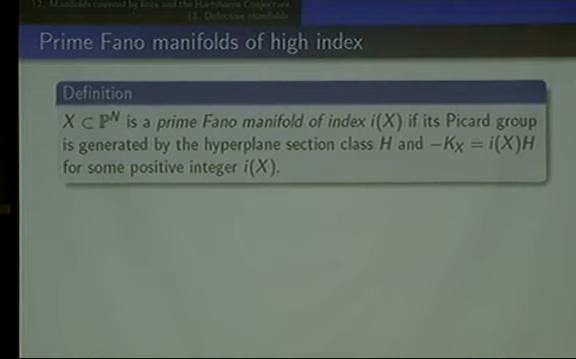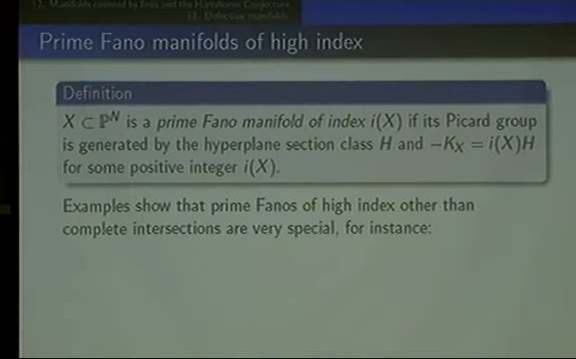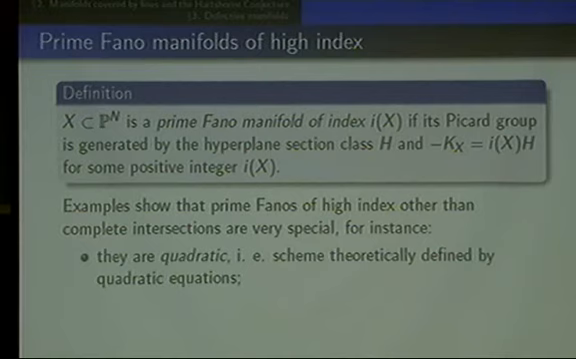Now, examples show that these objects have some very interesting and special properties if on one hand they are of high index and on the other they are not complete intersections, which are considered to be the standard examples. And this is an experimental fact, not a theorem yet. So they tend to be quadratic, that is to say, scheme-theoretically an intersection of quadrics, and on the other hand, they have small codimension. That's what experience shows.